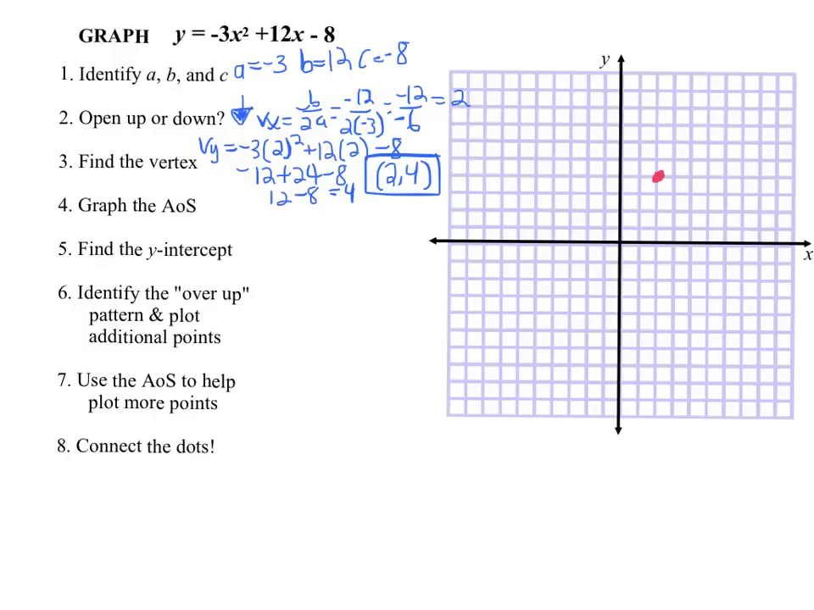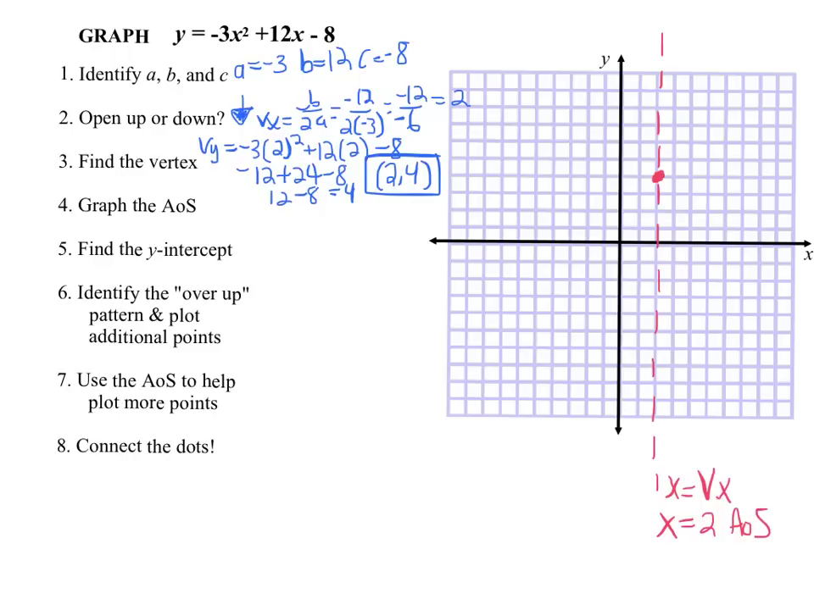Next, I want to graph the axis of symmetry. This is the vertical line that's going to go through the vertex and help me figure out additional points on my graph pretty easily based on the symmetry characteristics of parabolas. Here, remember the equation for the axis of symmetry is x equals the x-coordinate of the vertex because it goes straight through the vertex. In this particular case, x equals 2 is the equation for the axis of symmetry.